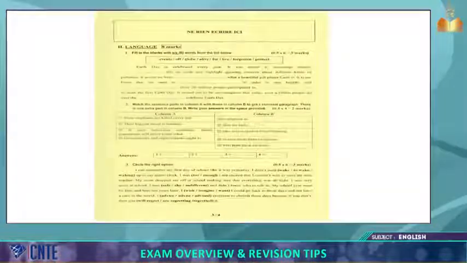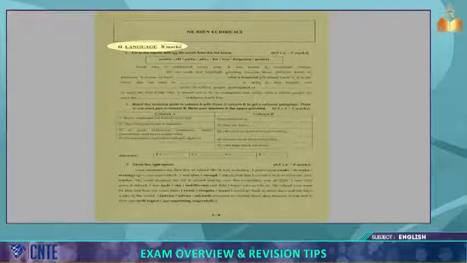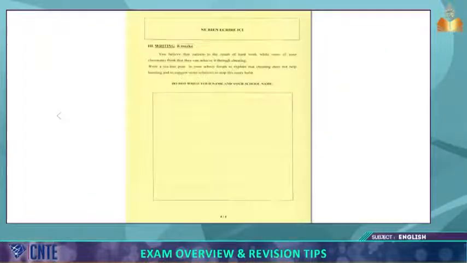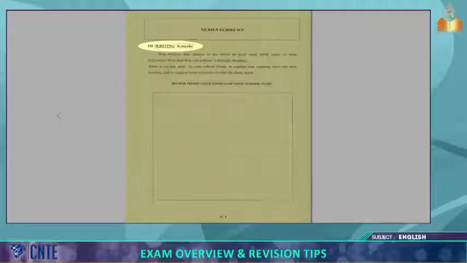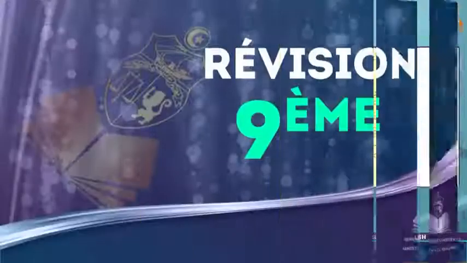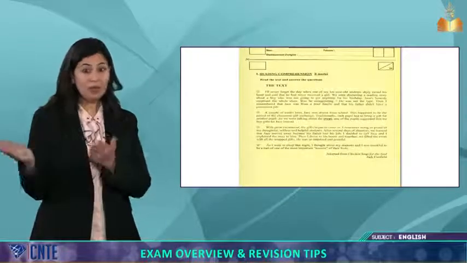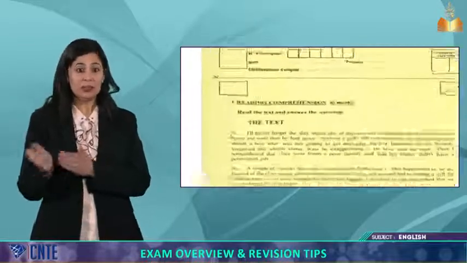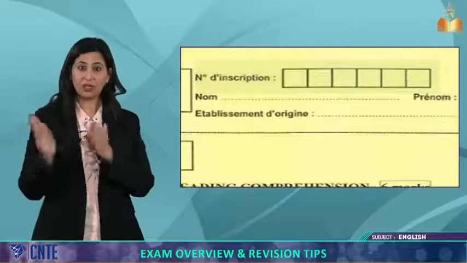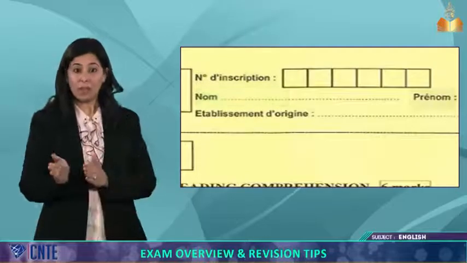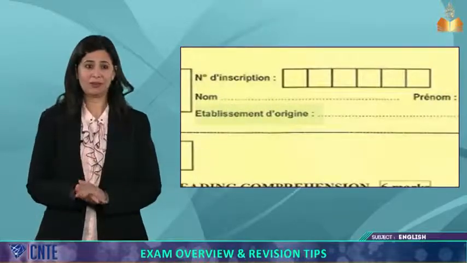Then language, which is graded out of 8 marks, and it's generally composed of 3 exercises. And finally, the writing, which is graded out of 6 marks. And the header is, of course, the same as for the other subjects. You fill it in with your registration code, your family name, your first name, and the name of your school.